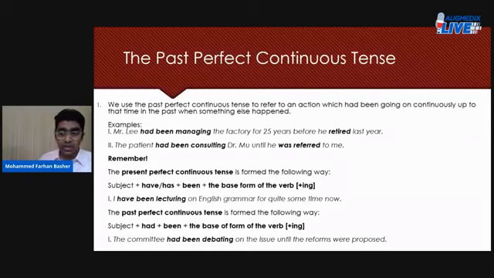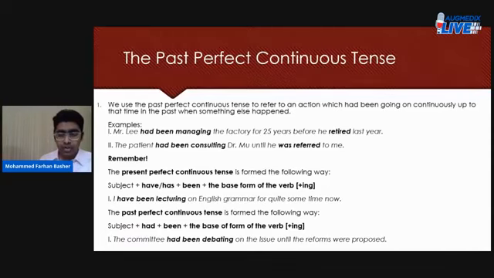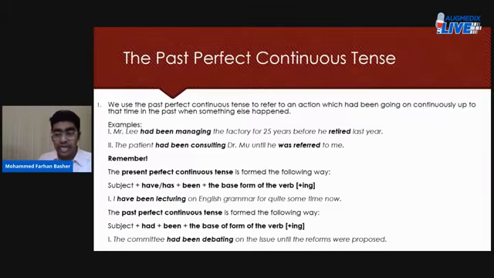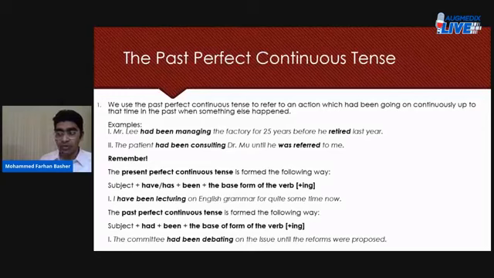All right, let's take a look at the formulae here. Remember, now we are looking at the present perfect continuous tense. The present perfect continuous tense is formed in the following way: subject plus have or has plus been plus the base form of the verb plus ing, such as, number one, I have been lecturing on English grammar for quite some time now. The past perfect continuous tense, however, is formed in the following way: subject plus had plus been plus the base form of the verb plus ing. The committee had been debating on the issue until the reforms were proposed.